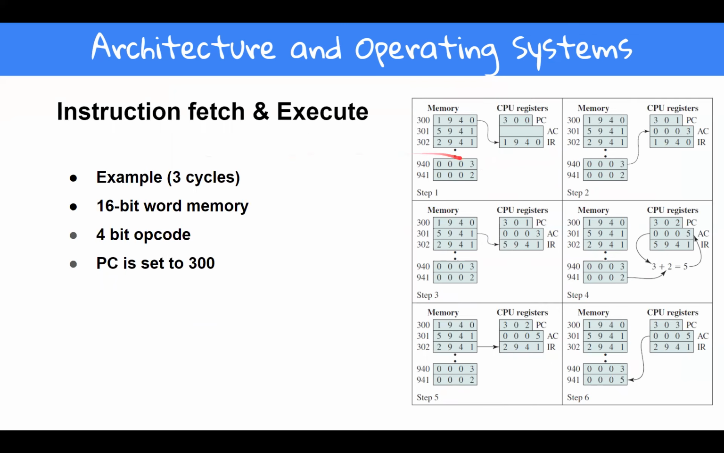So again, in one picture, in very short form, these are the step 1, 2, 3, 4, 5, and 6. All these 3 fetch cycles and 3 execute cycles. 16-bit word were used. 4 bits opcode was used, and program counter started from 300, as you see here.